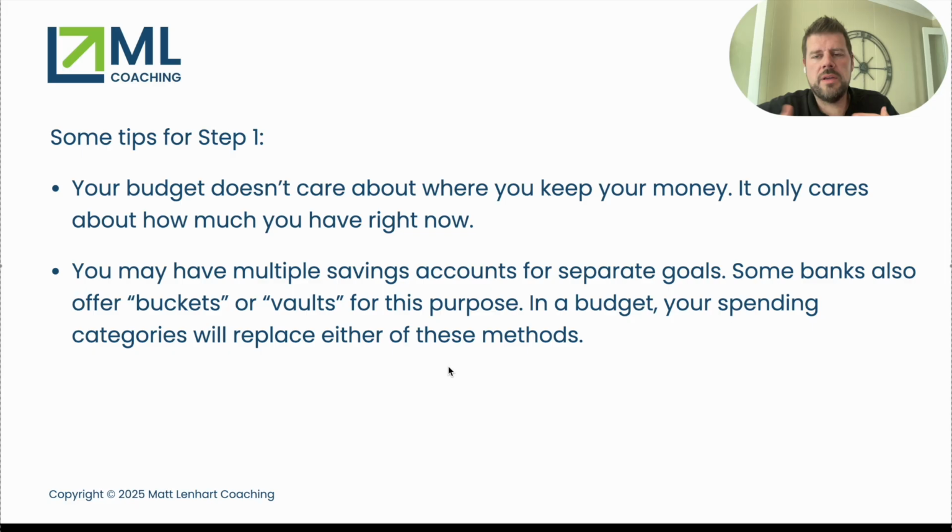So the best way to think about this, and it might be hard to do at first, is that whether you have multiple savings accounts or different buckets or vaults in your accounts, the budget's going to replace this mechanism. So you don't need to keep your money separated in banks. You're going to use your budget to separate that for you. You're going to assign money to specific spending categories or specific goals that you have, and that's going to take over this work for you.